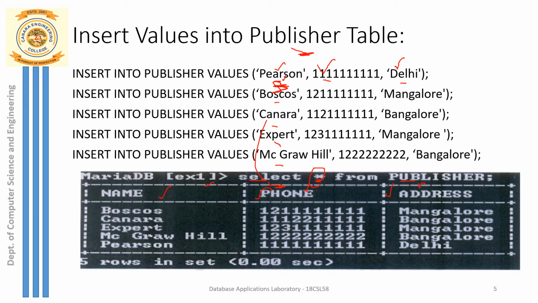And you can see here the order of entering was first Pearson, then Boscos, then Canara. But how is it showing you the structure while retrieving? It is not in the chronological order. Here you can see Boscos is first, then comes Canara, then E. So it is in alphabetical order, the rows are arranged.